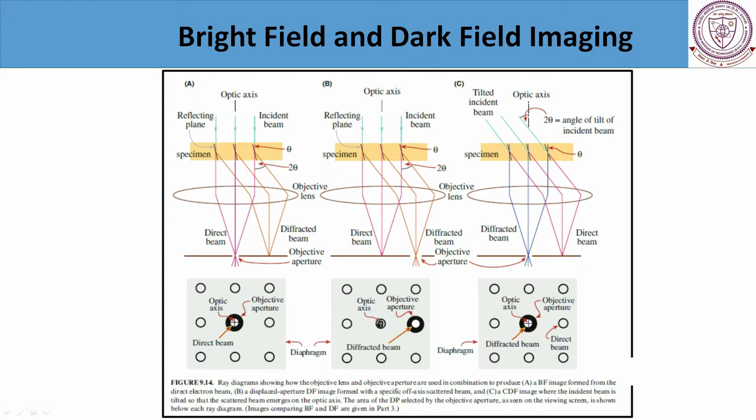And in case you move the objective aperture and stop the direct beam and let any one of the diffracted beams be taken to construct an image, then this is how the dark field images are formed. So this is the central configuration of the central dark field. This is the shifted dark field. So there are two variants of the dark field imaging technique that exist in the modern system. And people normally adopt the central dark field.